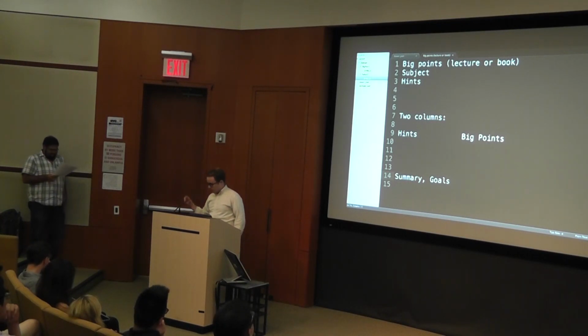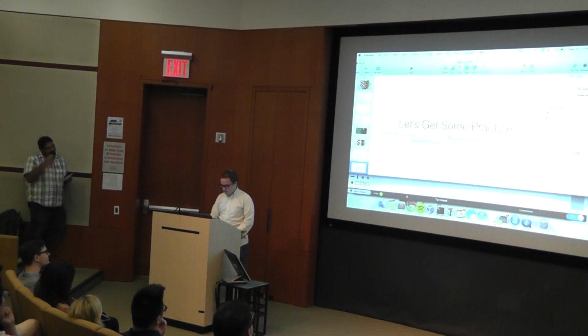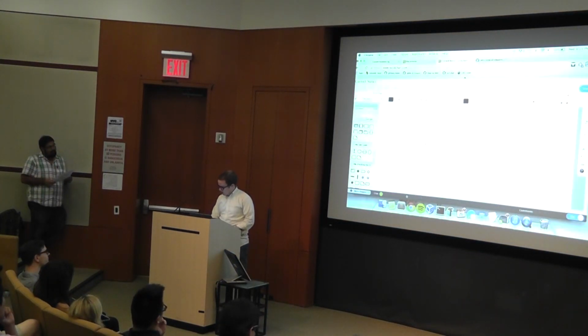Let's start over. It looks like we have some objects that we're dealing with in the Cornell note-taking system. So in the diagram that I'm about to draw, a box is just an object that we're dealing with. So we have a big point.